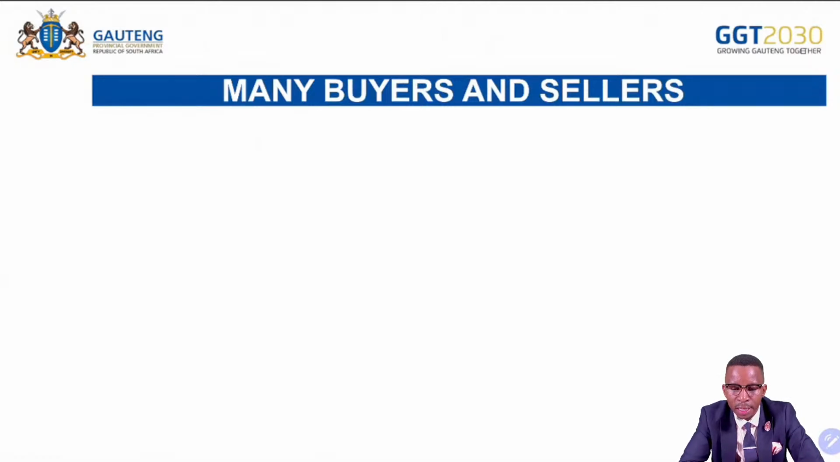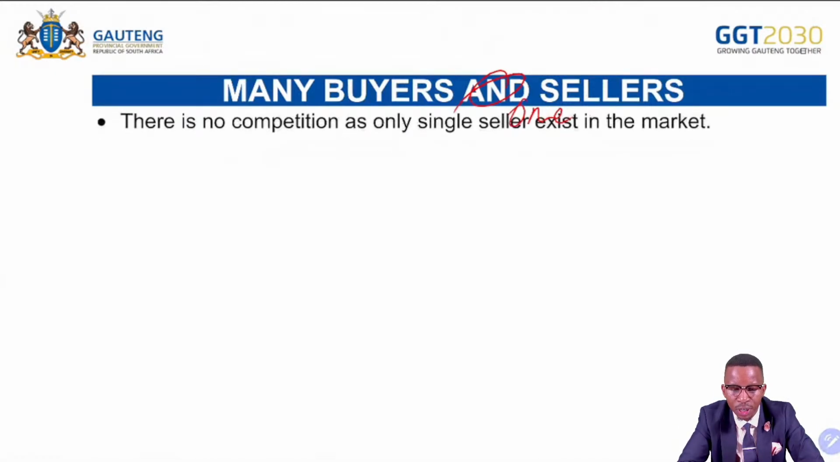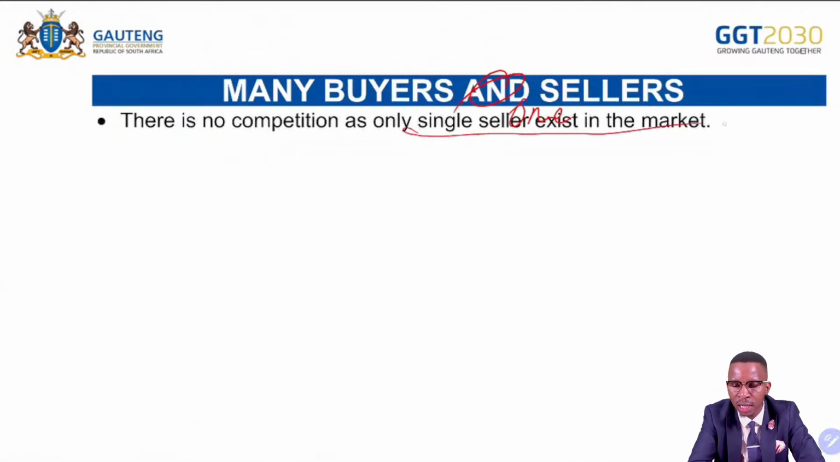So there are many buyers. Under the monopoly, there are many buyers and one seller. There is one seller here under the monopoly. So let's check. There is no competition. Only a single firm exists under the monopoly.